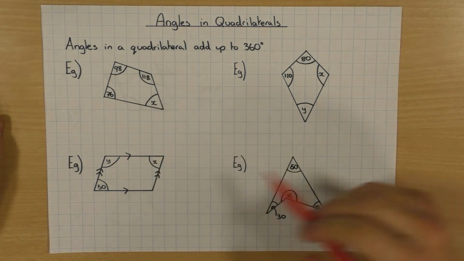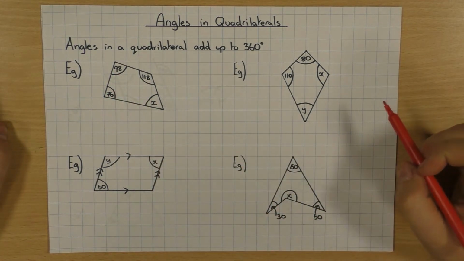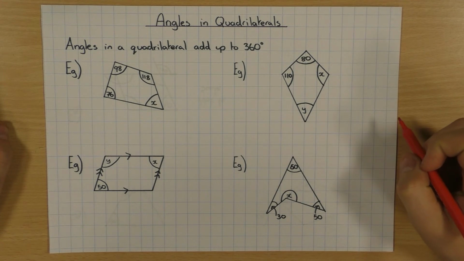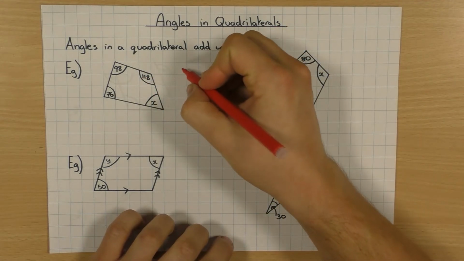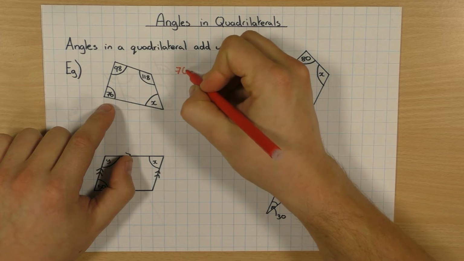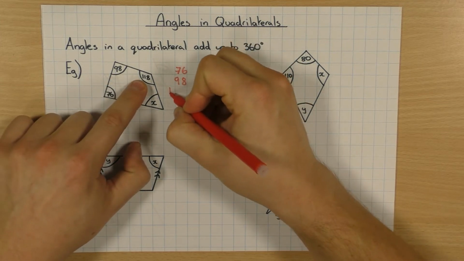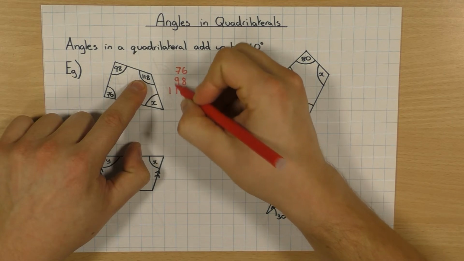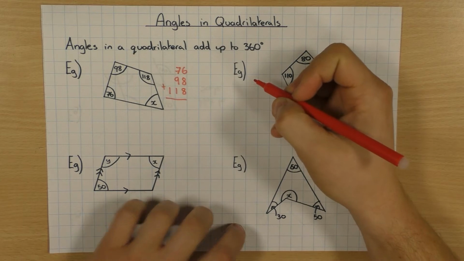So here is a quadrilateral, a four-sided shape. I know what three of the angles are, and I'm missing one. That's what I need to find out, that value x. So the first thing I'm going to do is add up these three angles that I do know. I'm going to use the column method to do that, to line them all up. Make sure your units, your tens and your hundreds are all lined up. And I'm going to add these together.